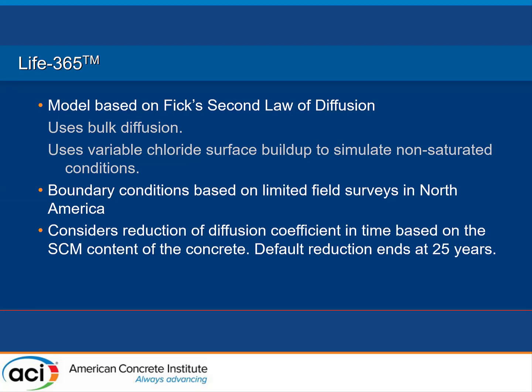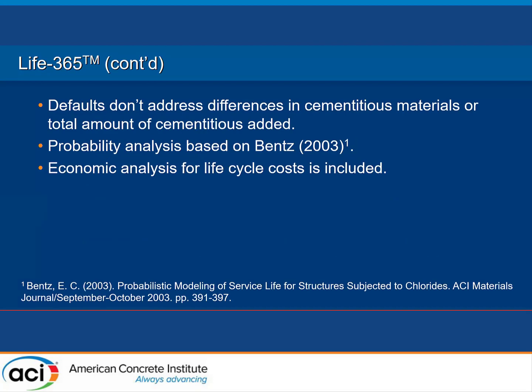It is adjustable. The defaults don't address differences in cementitious materials or total amounts of cementitious added. So you might use it initially to get an idea. You really need to determine the concrete properties for the materials you're actually using. There's a probability analysis based on a study by Bentz, which shortens the time from running Monte Carlo. And it has an economic analysis so you can calculate life cycle cost. And I think it brings it down to net present day cost, which is important.